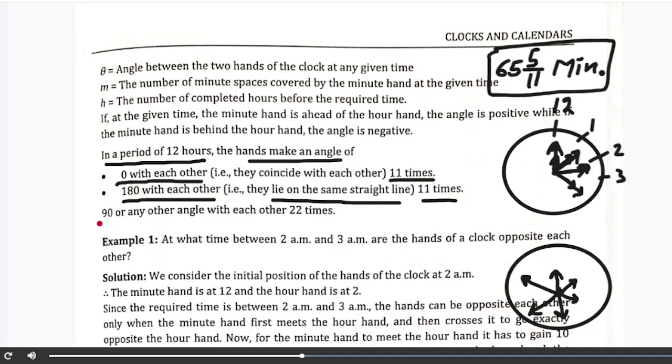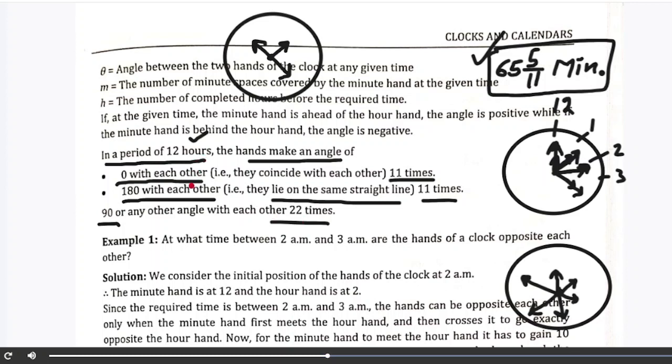Any other angle you take becomes 22 times in 12 hours. Now, why 22 times? For example, if I have to make 90 degrees, if the hour hand is here, once the minute hand will come towards the left hand of it, other time it's going to come on the right hand side of it, and that's going to happen two times in 65 and 5 by 11 minutes. Due to this property, any other angle which is not 0 or 180 will be 22 times in 12 hours.